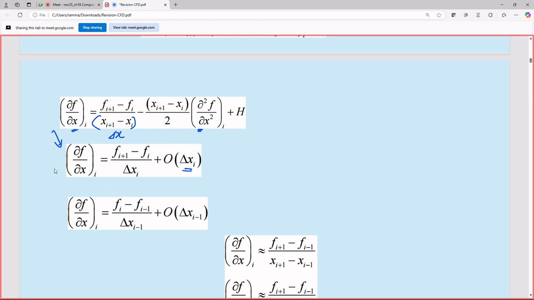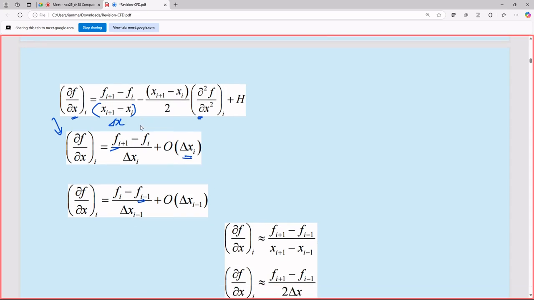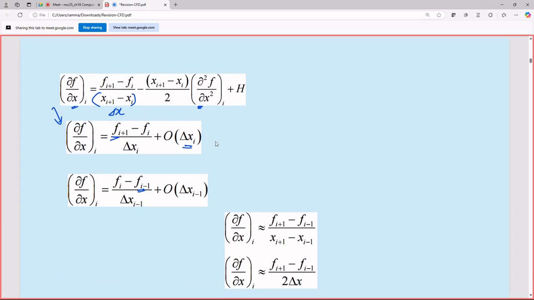Similarly, if we are taking the second equation where f of I minus 1 is taken instead of f of I plus 1, then the equation will become dou f by dou x at I is equal to f of I minus f of I minus 1 by delta I minus 1. So both these delta xi and delta xi minus 1 are the same. We will be truncating at the order of delta xi minus 1.